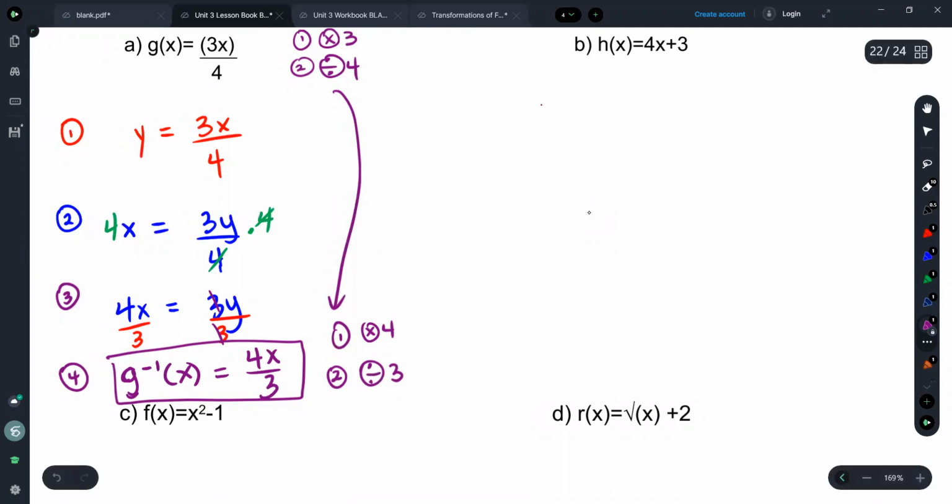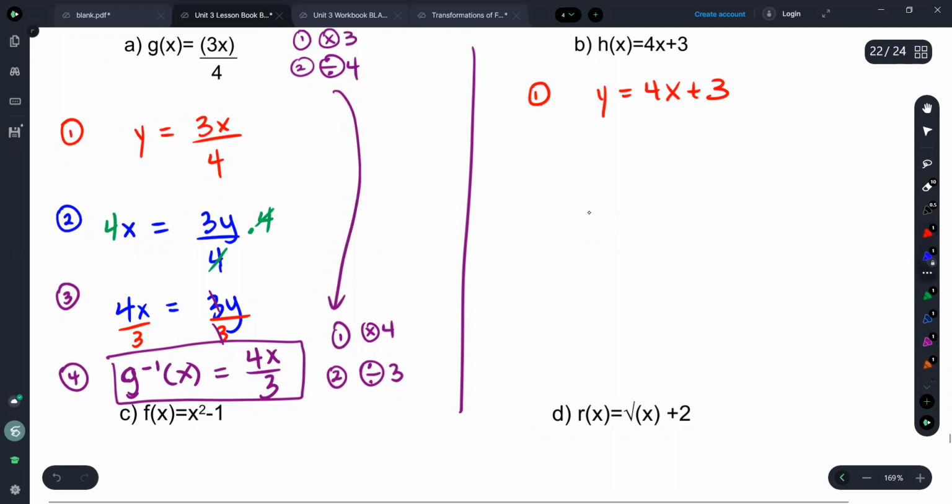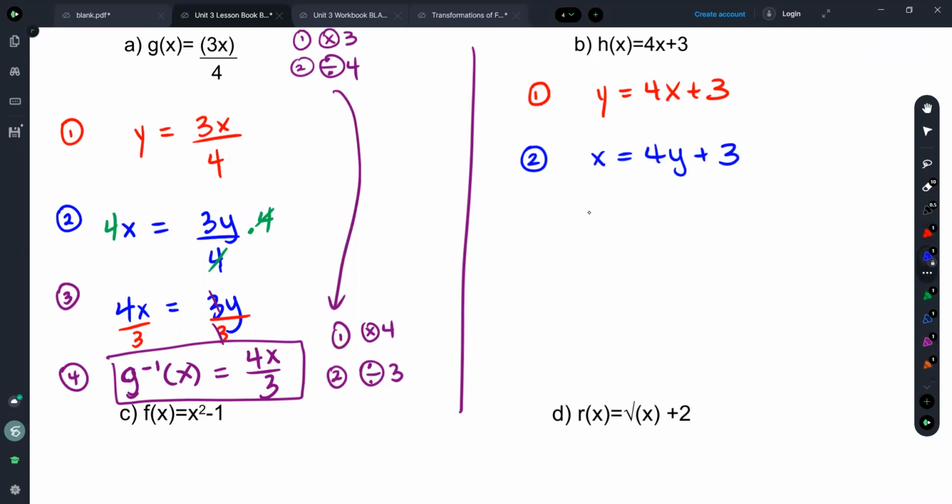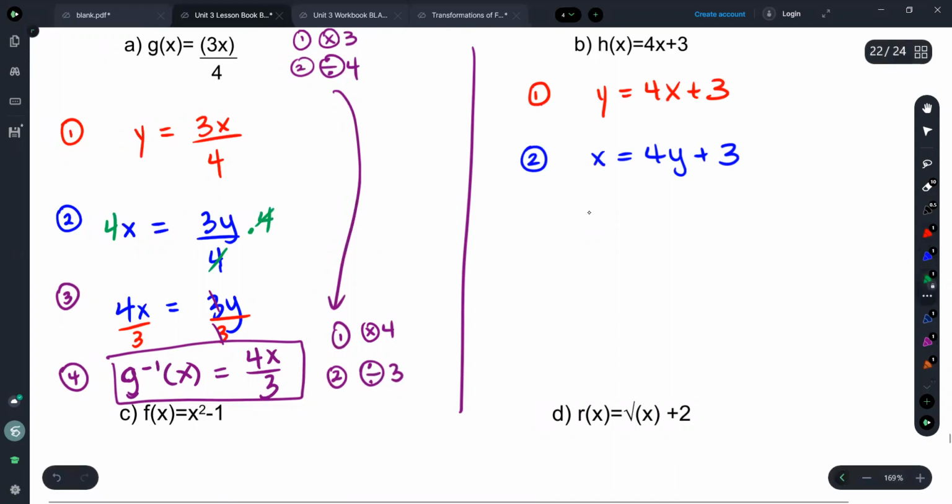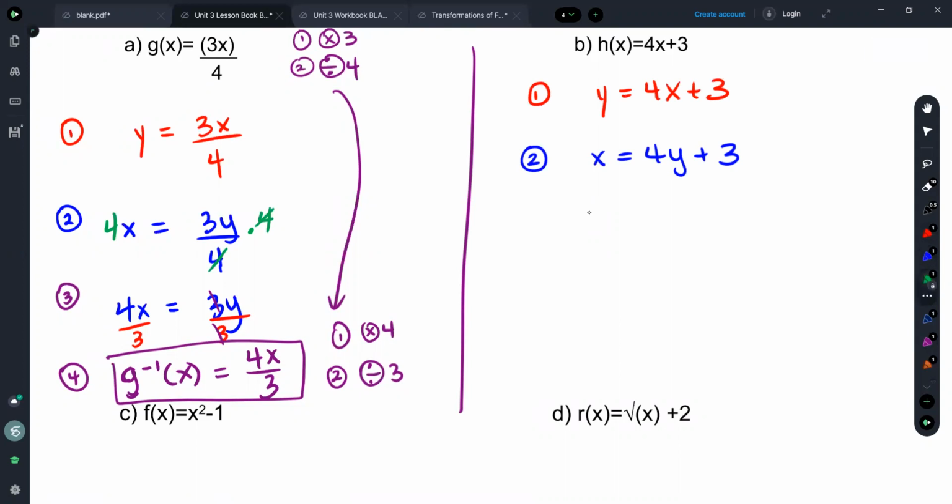Okay, let's try B. So first step, replace function notation with y. Second step, swap x's and y's. And you could probably figure this one out without necessarily having to follow along with the steps, but that's practice. Okay, what's the first thing that you do to get y isolated here? Okay, this is just grade 9 now, right? At this point, just isolate for a variable. Chris?